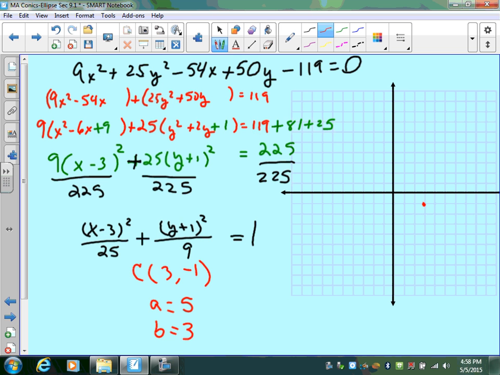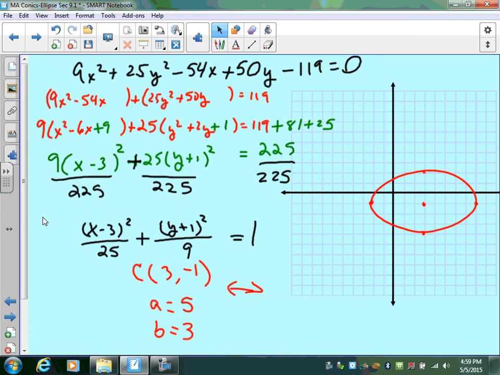And which way is this elongated? Up, down, or left, right? It's left, right, because the larger number is underneath the x. So from this center, I'm going to the right 5, 1, 2, 3, 4, 5. Left 5, 1, 2, 3, 4, 5. And then up 3, down 3, and there is the ellipse. Okay? Almost football. Sorry. Shouldn't be pointed on the ends, but it's not exactly there.